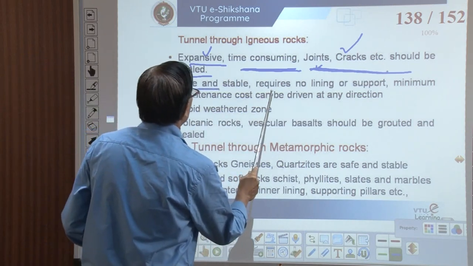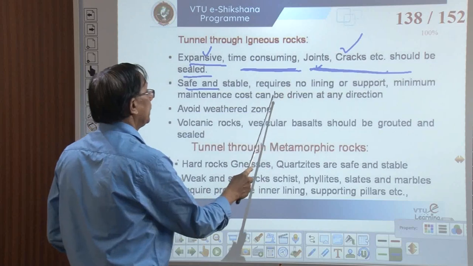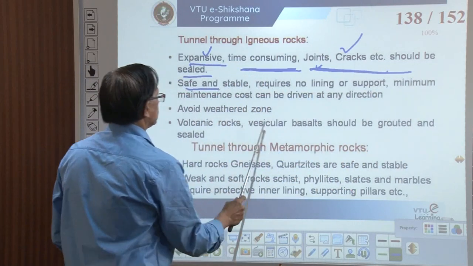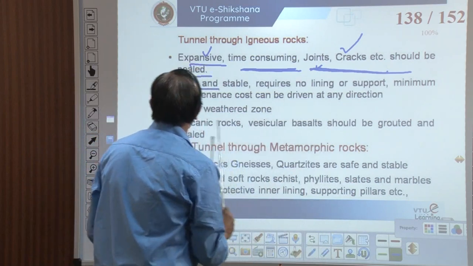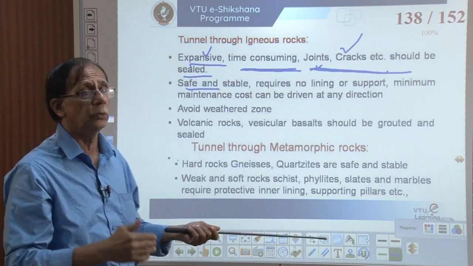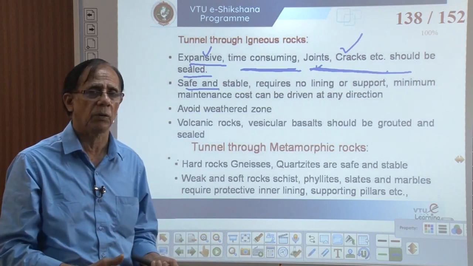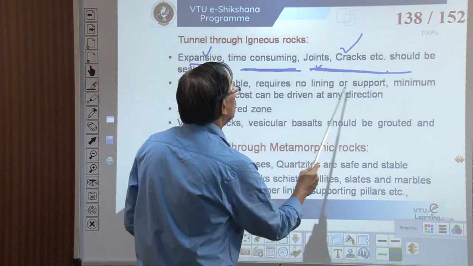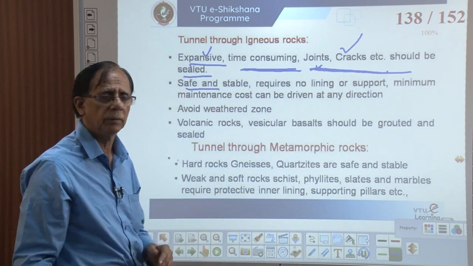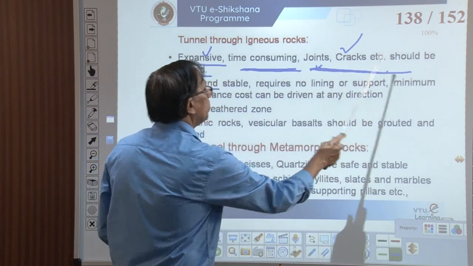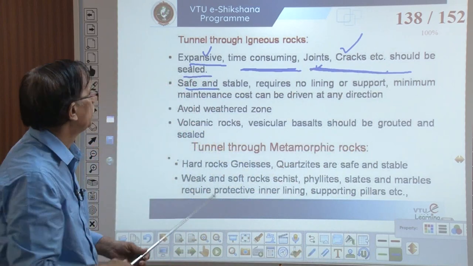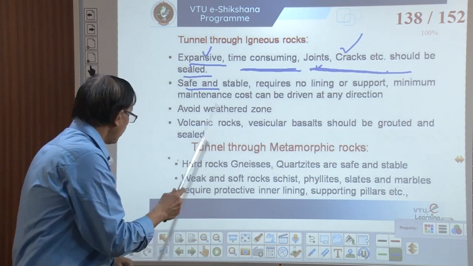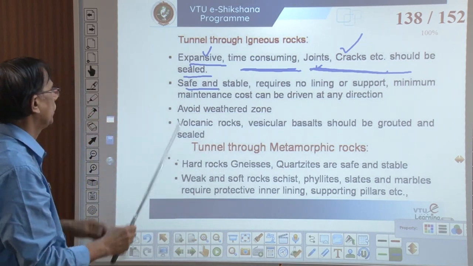Safe and stable. A tunnel requires no lining or support. Minimum maintenance. Cost can be driven at any direction. If we do not have such massive rock problems, they are safe when no lining is required. Very hard rock, yes, no support is required, no collapse, minimum maintenance cost. So, these are all possibilities if we have suitable rock.